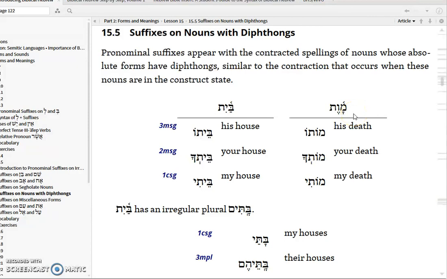Mavet is the same thing. When you shift the accent forward by adding a suffix to the end, that makes the AW combination unstable. It vowel contracts and becomes the holem vav, an O vowel, and so mavet becomes moto, his death, or motekha, your death, and moti, my death.